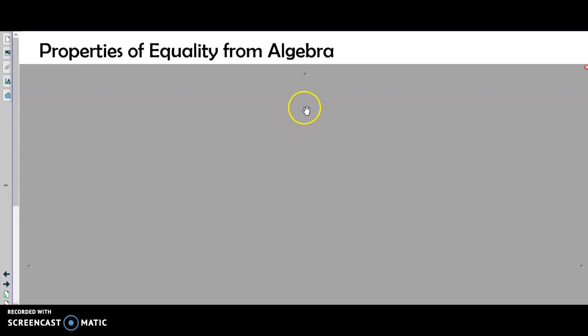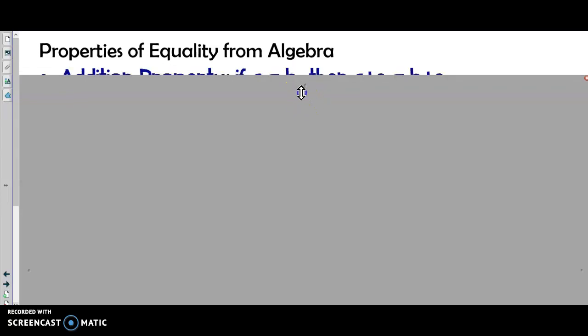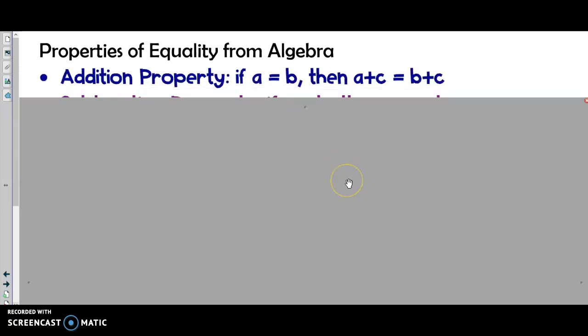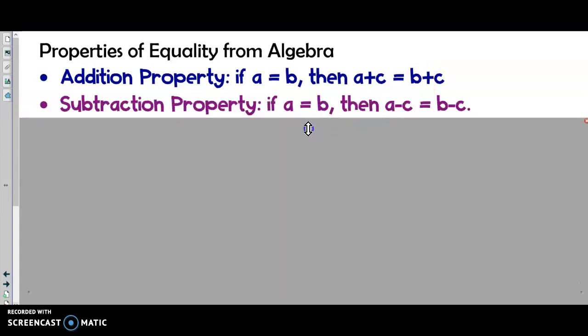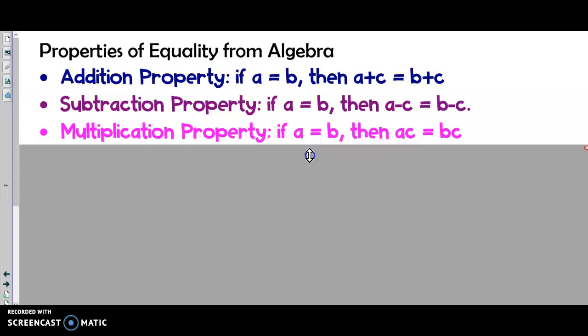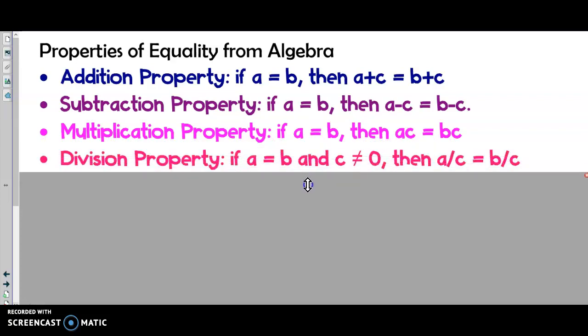So properties of equality from algebra, these are the rules that we use to solve equations that maintain the equal sign, that maintain balance in equations. So for example, we have the addition property. The addition property says that if you have an equal sign, you can add the same thing to both sides of the equal sign and maintain that equality. So if A equals B, then when we add C to both sides, the equality remains. We can do the same thing with subtraction, multiplication, and division.